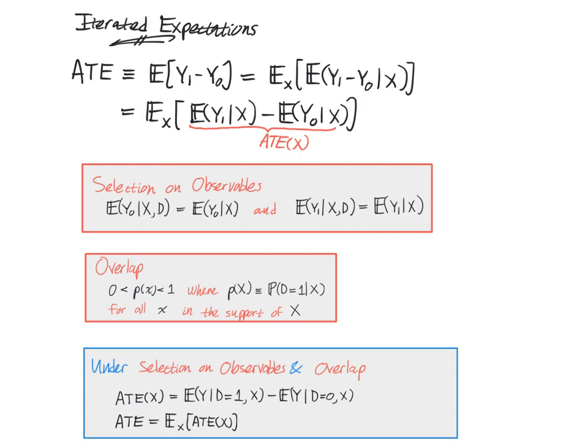To summarize, under the selection on observables and overlap assumptions, regression adjustment allows us to identify the average treatment effect in 3 steps. First, we form strata, such that within a given stratum, all individuals have the same values of the covariates x. Next, we calculate conditional average treatment effects within a given stratum. In other words, for a particular value of x, we compare treated and untreated individuals. Finally, we average these conditional treatment effects over the distribution of x in the population to convert them into an unconditional effect.